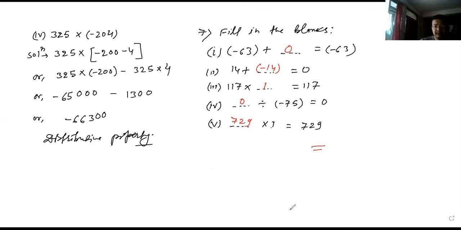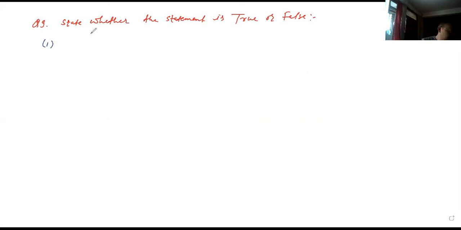Now next. Next is: state whether the statement is true or false. Number 1: the smallest positive integer is 1.